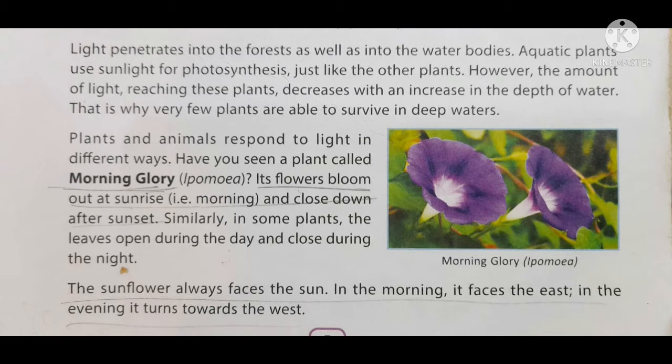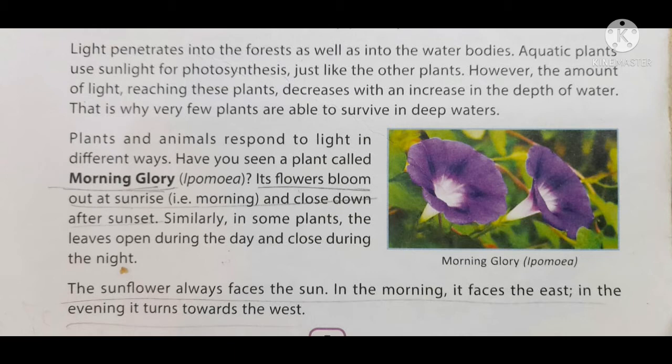Plants and animals respond to light in different ways. Have you ever seen a plant called morning glory? It is also called Ipomoea. Its flowers bloom at sunrise in the morning and close down after sunset. Similarly, in some plants, the leaves open during the day and close during the night. The sunflower always faces the sun in the morning. It faces the east. In the evening, it turns towards the west.